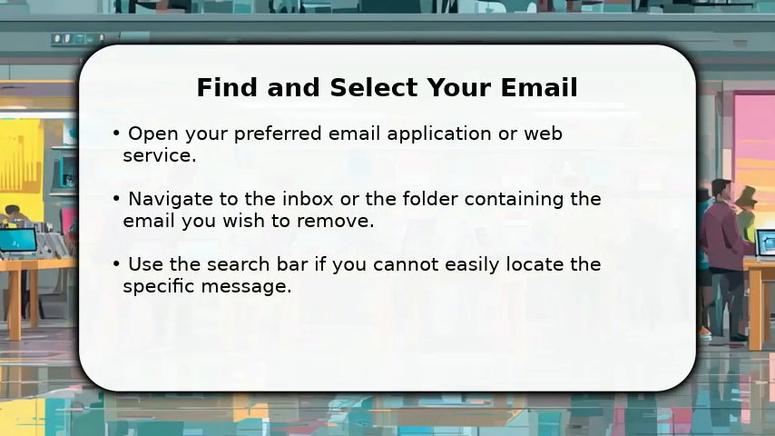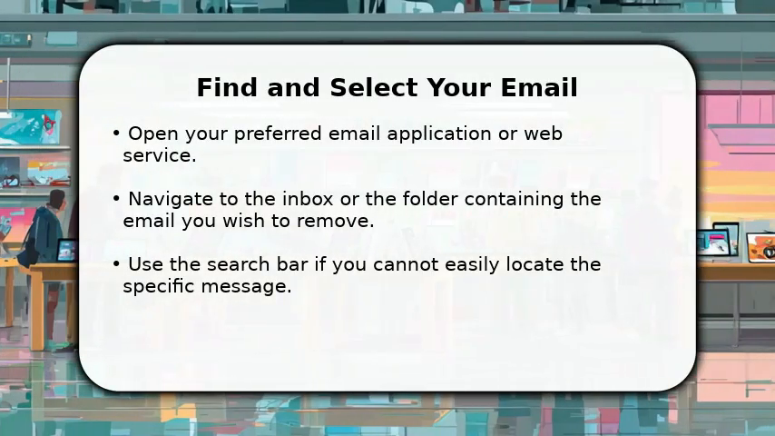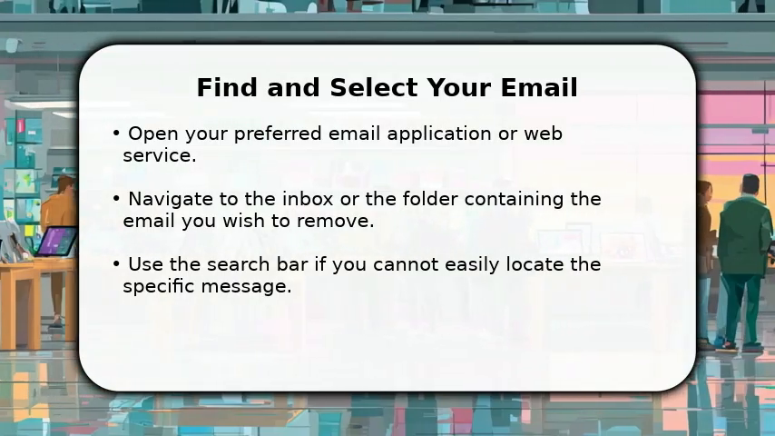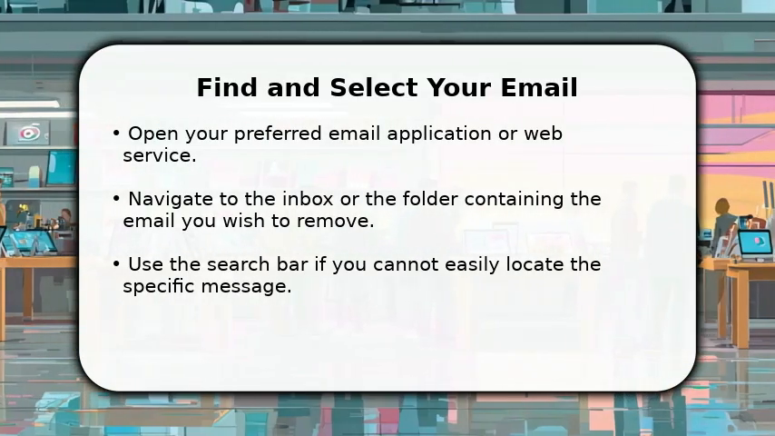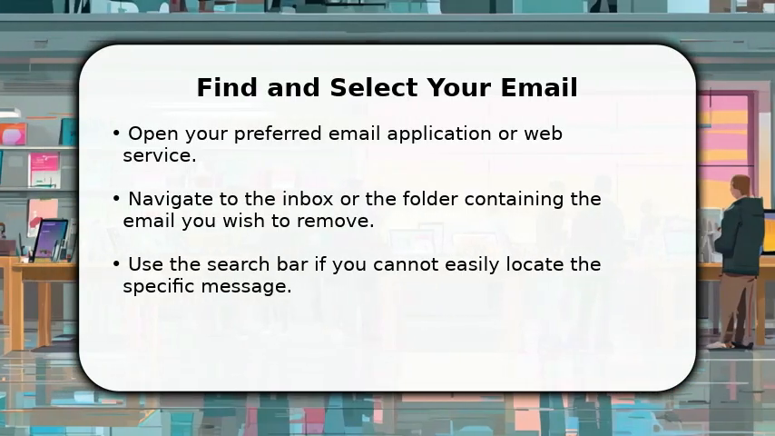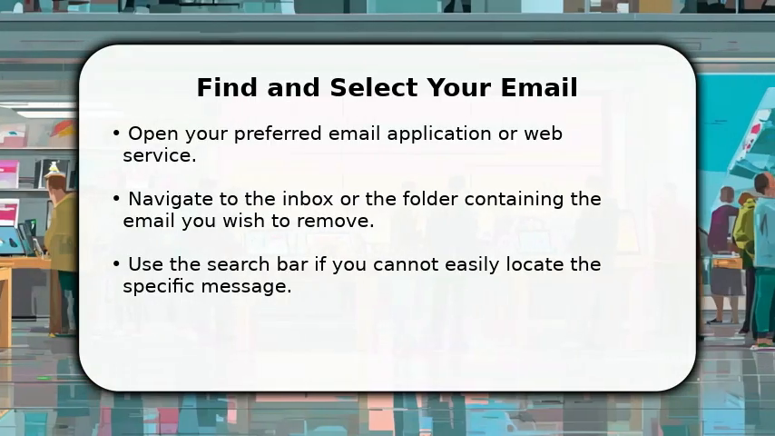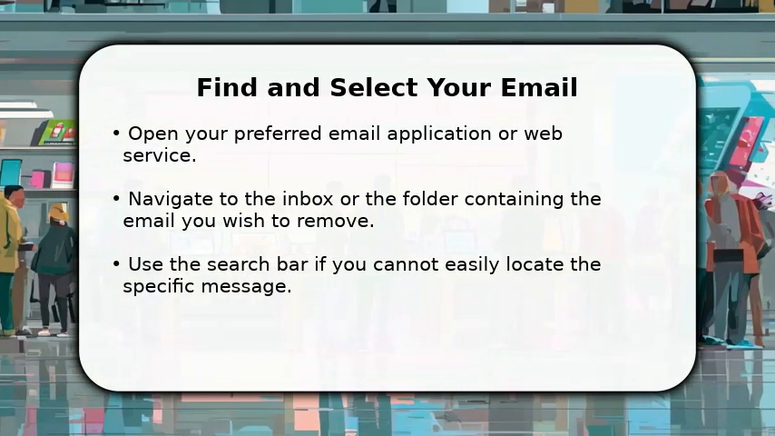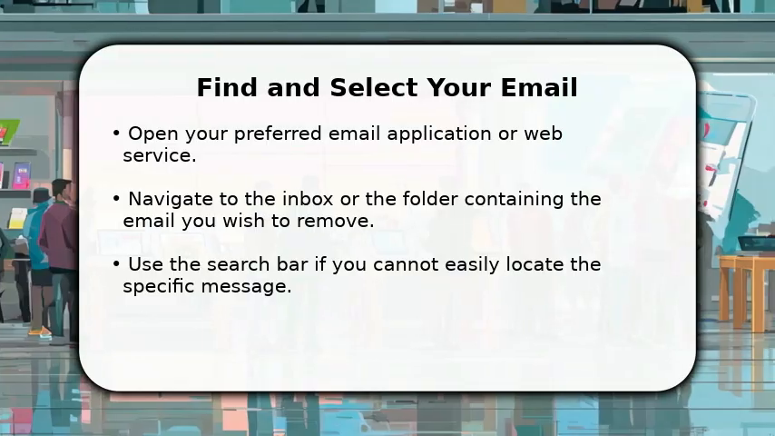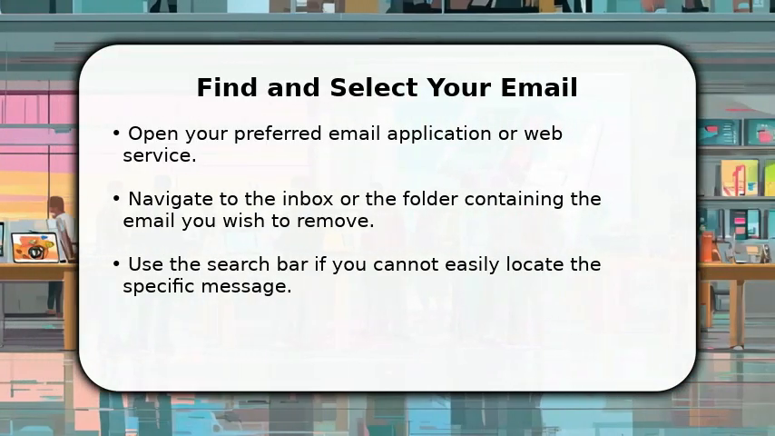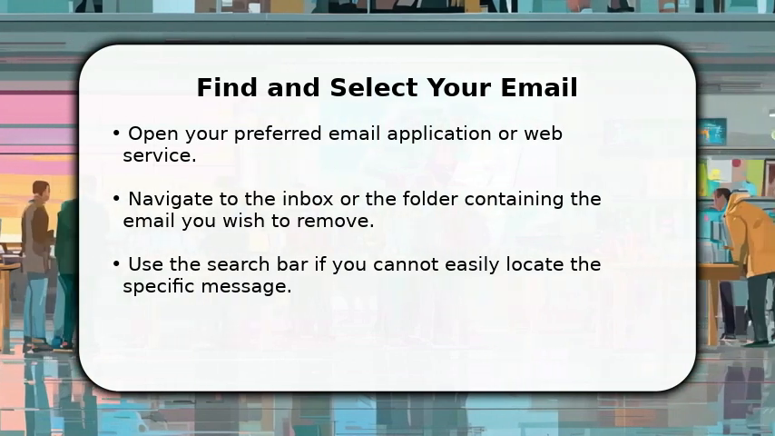In this video, I will explain how to delete an email permanently. First, open your email client or web interface on your device. Take a moment to locate the specific message you want to remove, perhaps by browsing your inbox or using the search function. Once found, click to select the email or use the checkbox if you are deleting several messages at once. This initial step ensures you target the correct communication for removal.